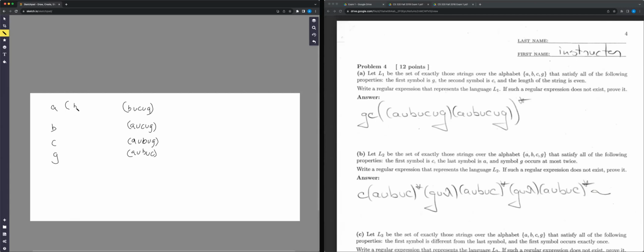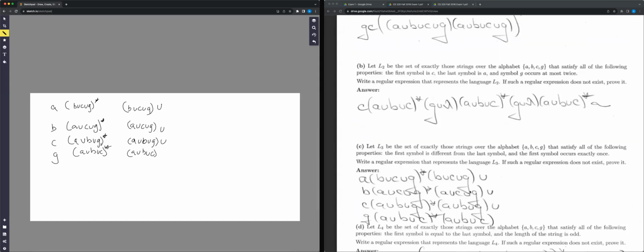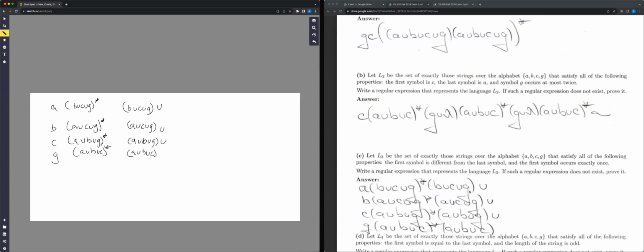So yeah, this is just a B or a C or a G star. This is just an A or a C or a G star. This is just an A or a B or a G star. This is just an A or a B or a C star. And it could be any one of these. So all of these have unions next to it. And that's the answer. Does it make sense? Yeah, quick question.